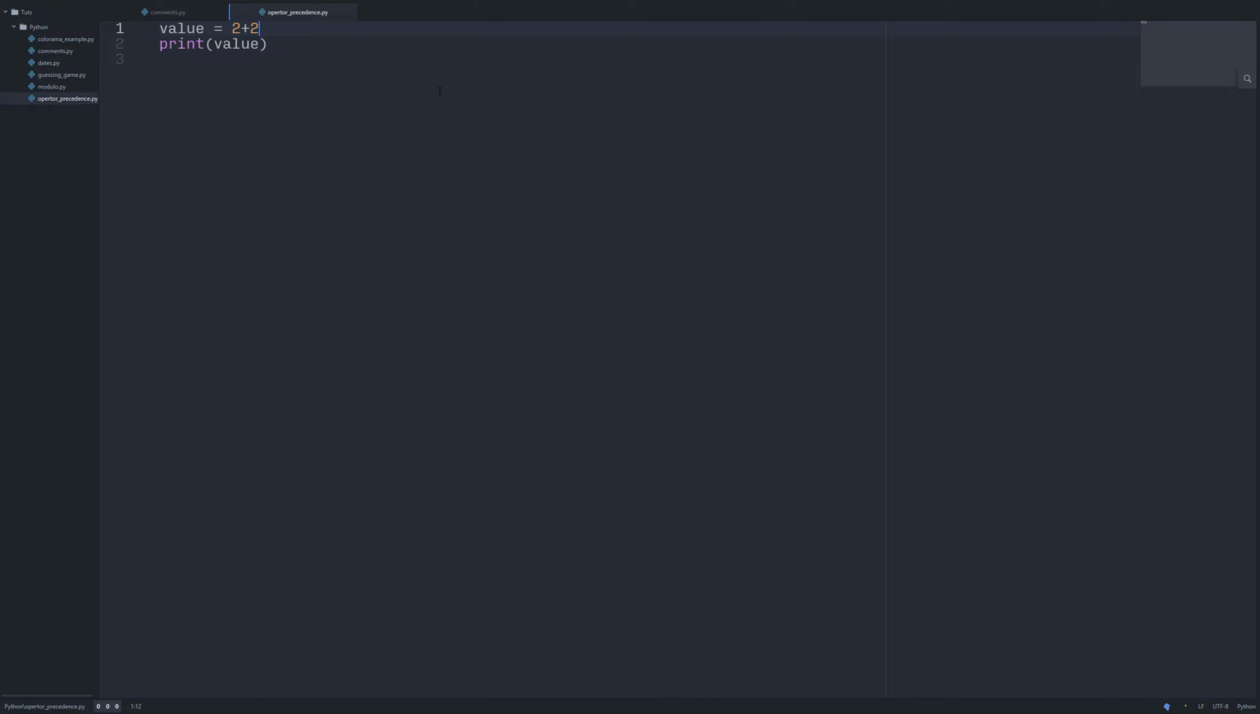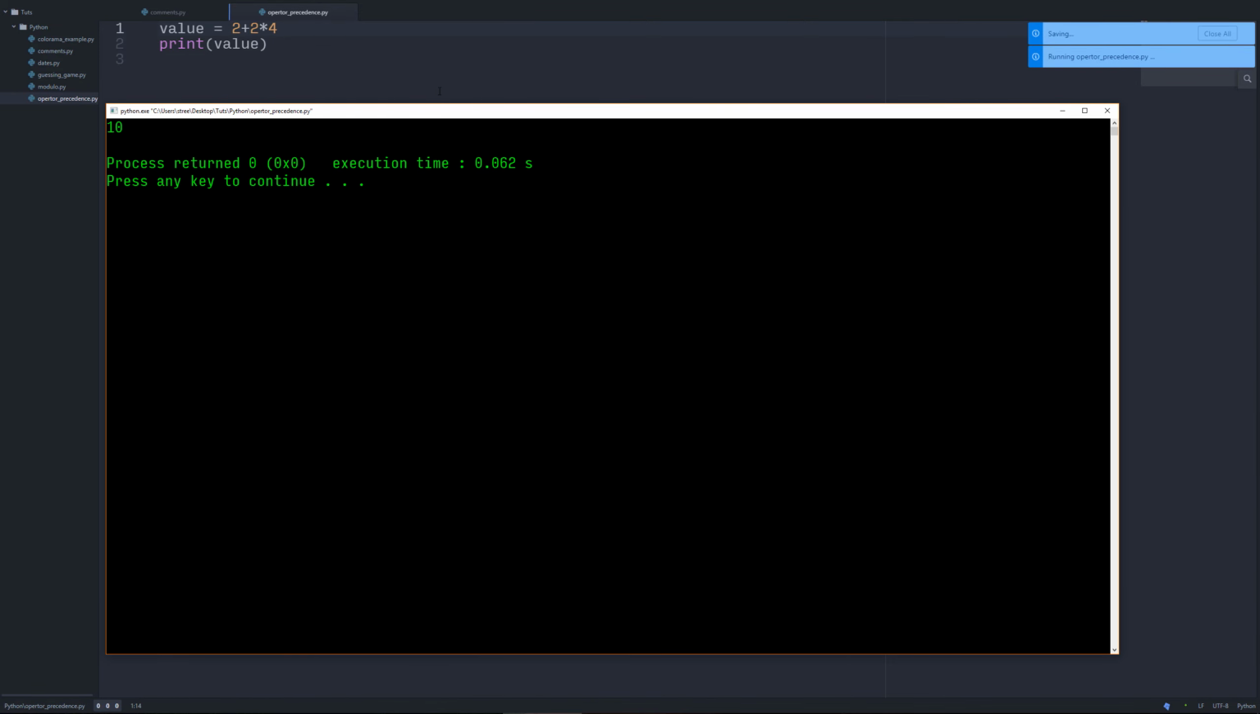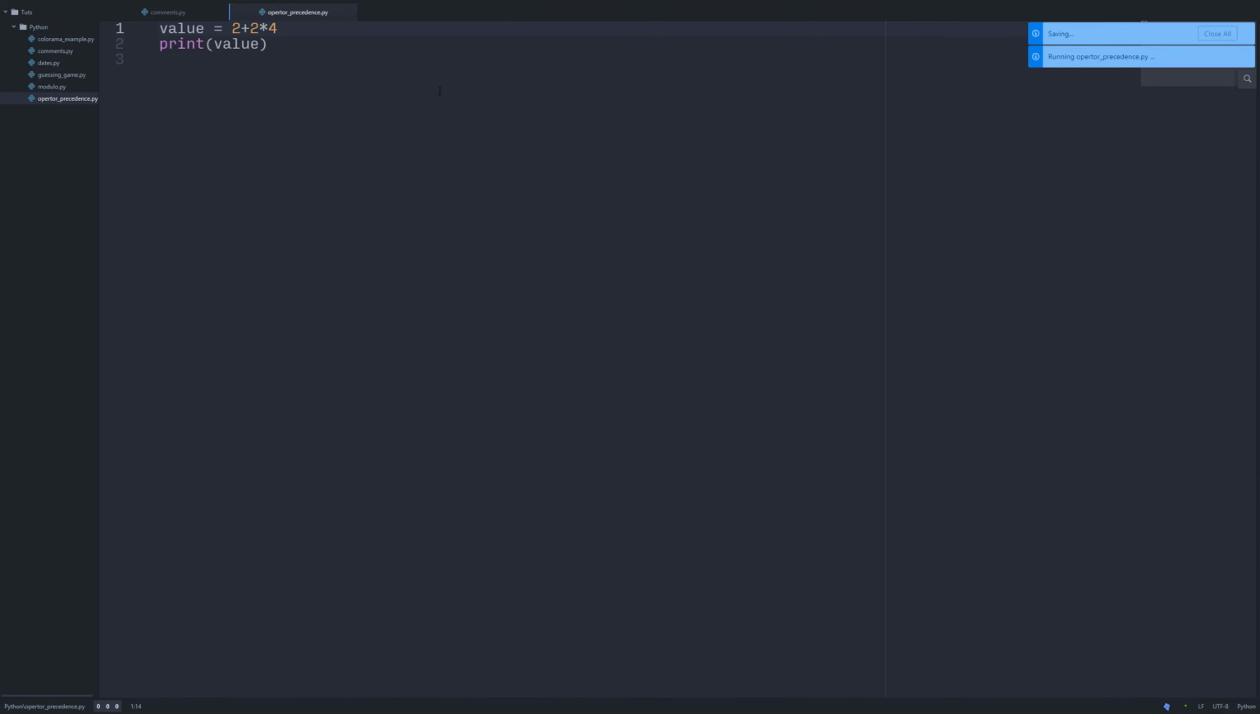In this case, we have 2 plus 2. Now let's go ahead and multiply that by 4. Now let's take a look at our answer. You'll see that it's 10. It's not 16 or whatever that would be. So the idea behind this is fairly simple overall. There are rules in Python as a language. Now, most languages are very similar, but that is not guaranteed.